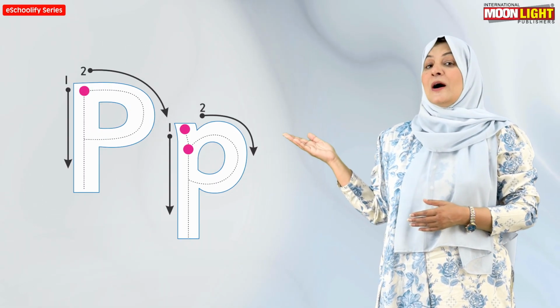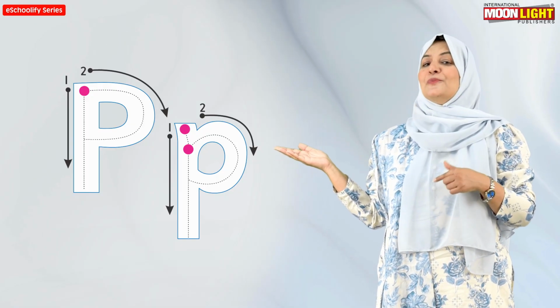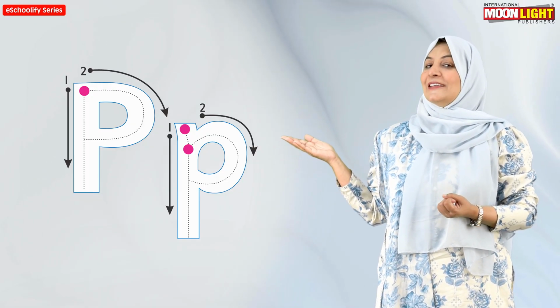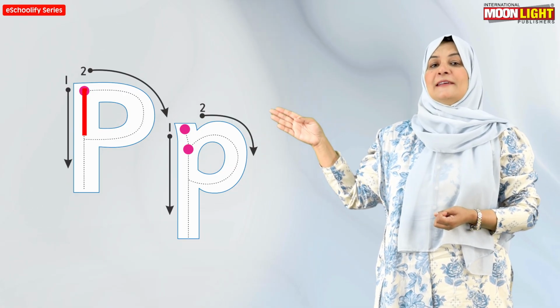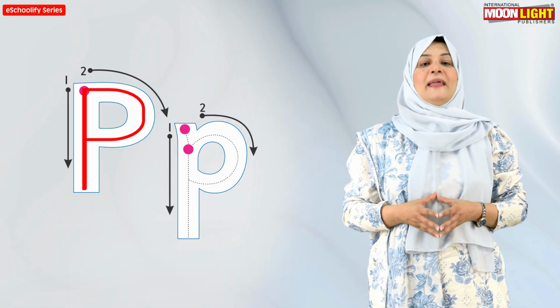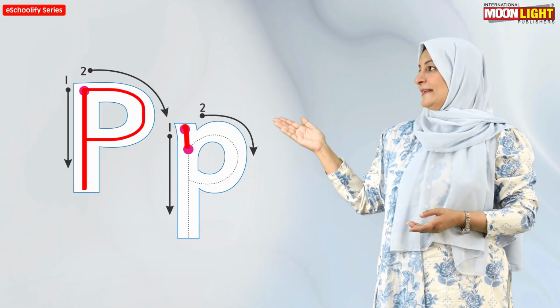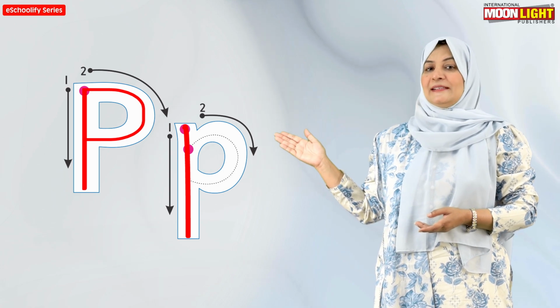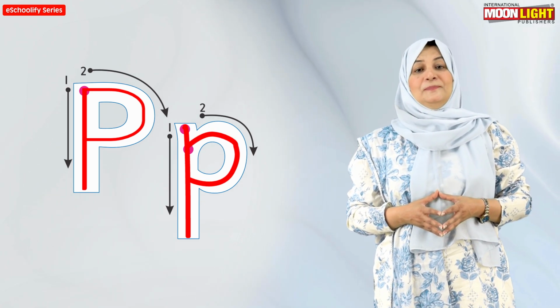Okay, now I will teach you how to write it, how to pronounce its sound, and vocabulary words. Let's start. Start from the first line, come straight down, make a semicircle, it will make capital P. Start from the second line, come straight down, make a semicircle, it will make small p. Capital P and small p.